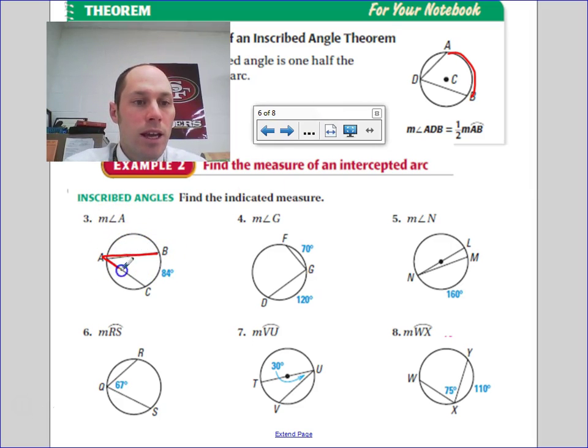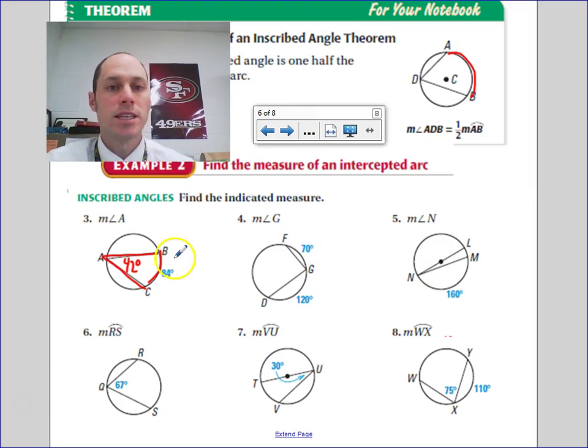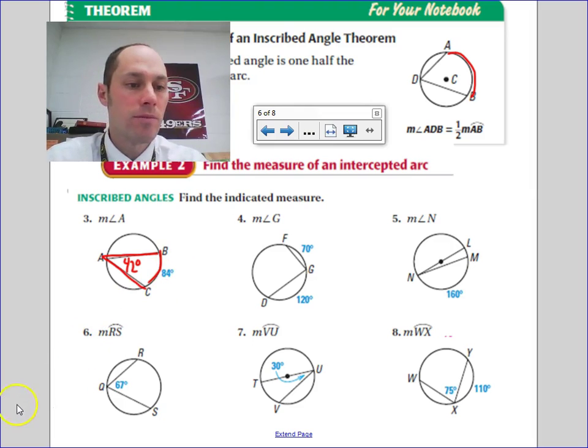Well, angle A intersects arc BC, and if arc BC is 84, angle A has got to be half of that, 42 degrees. Why don't you take the time to work on numbers 4, 5, 6, 7, and 8, and see if you can get the measures of those angles or arcs as indicated. Restart the video when you're ready.